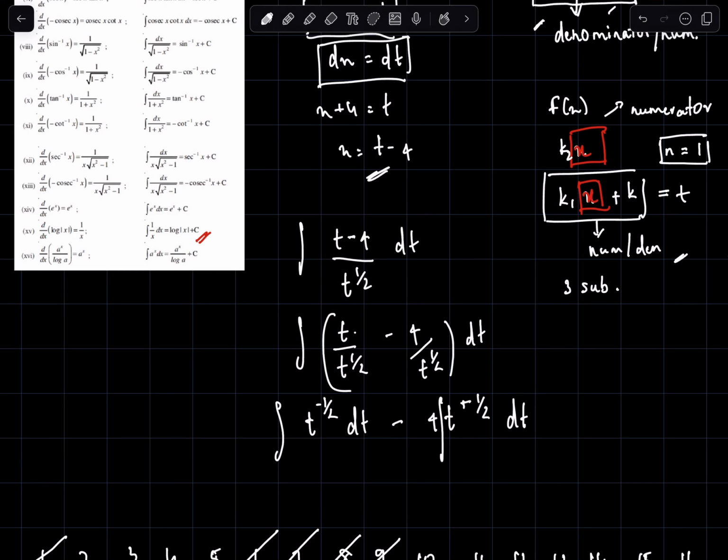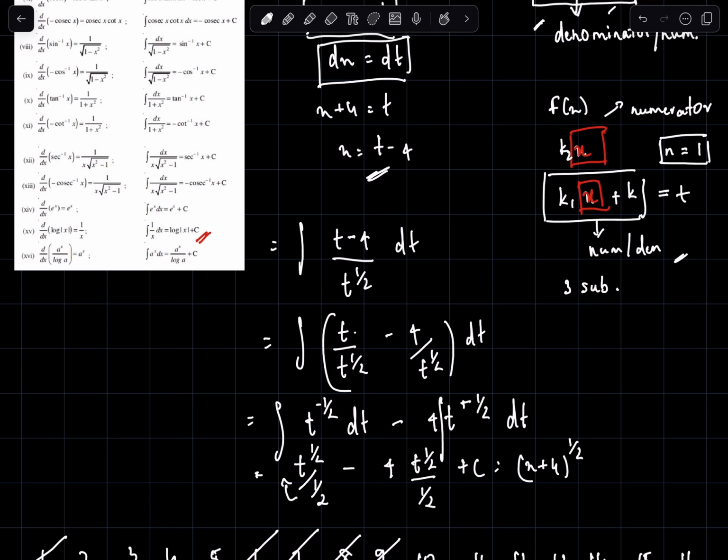So I had plus 1 this thing, so it would be equal to what? t raised to the power half minus, divided by half, I forgot that, correct, minus 4 times t raised to the power half divided by half plus c, which is equal to, let's backward substitute, x plus 4 raised to the power half.